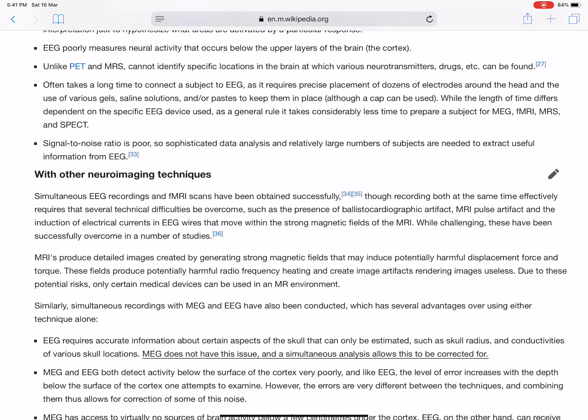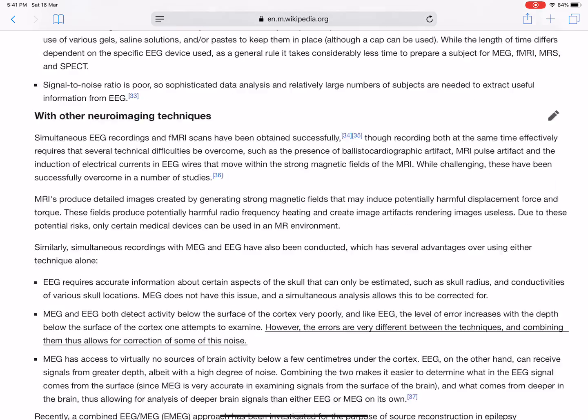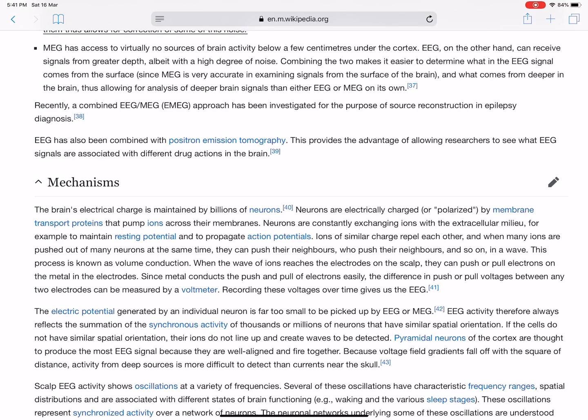MEG and EEG both detect activity below the surface of the cortex very poorly, and like EEG, the level of error increases with the depth below the surface of the cortex one attempts to examine. However, the errors are very different between the techniques, and combining them thus allows for correction of some of this noise. MEG has access to virtually no sources of brain activity below a few centimeters under the cortex.